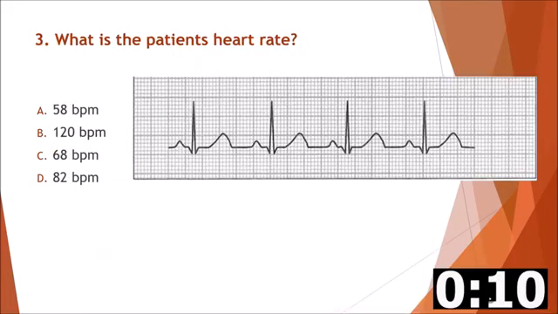Number 3, what is the patient's heart rate? A, 58 beats per minute. B, 120 beats per minute. C, 68 beats per minute. D, 82 beats per minute. 10 seconds.